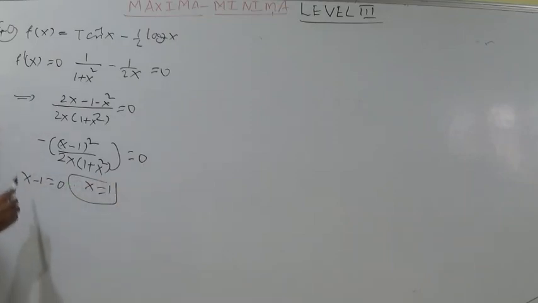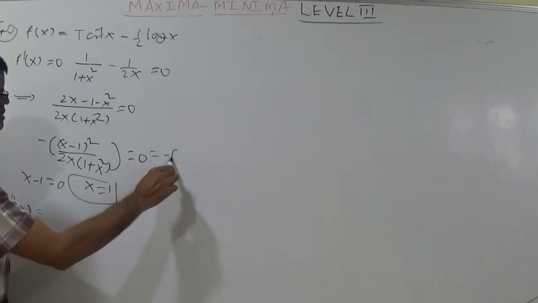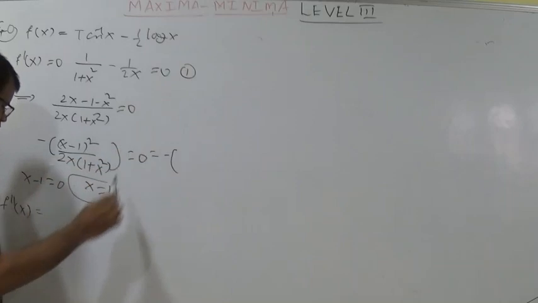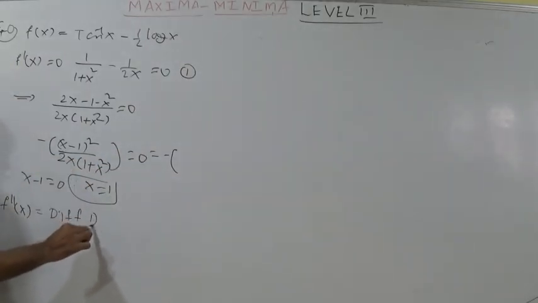Let us calculate the second derivative also. f double dash x, using u dash v minus u v dash by v square. Once again we can write the step. No, better to calculate it by differentiating term by term. This becomes lengthy.